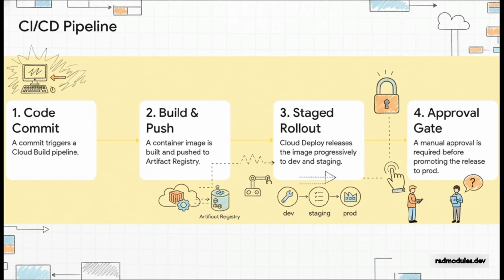And see that last step? That manual approval gate is super common for that extra layer of safety.